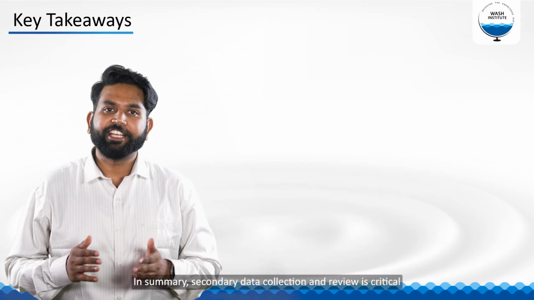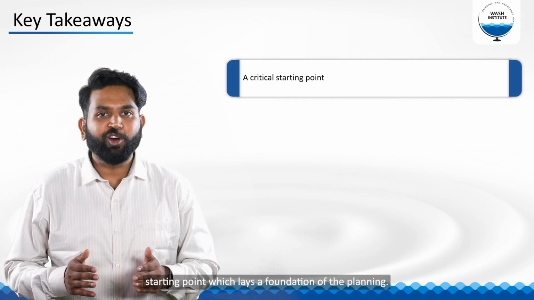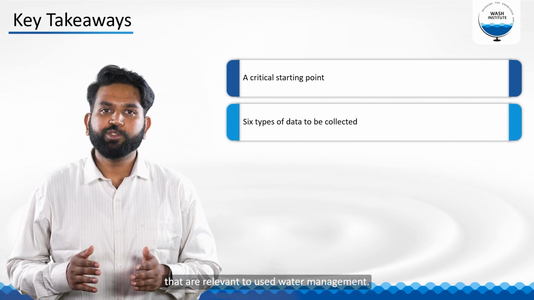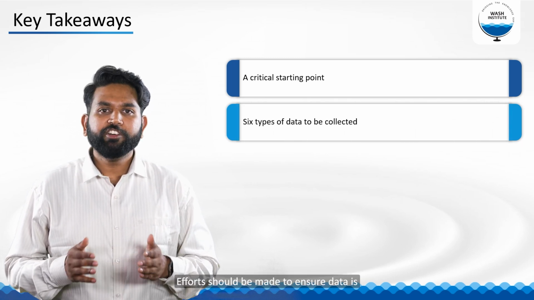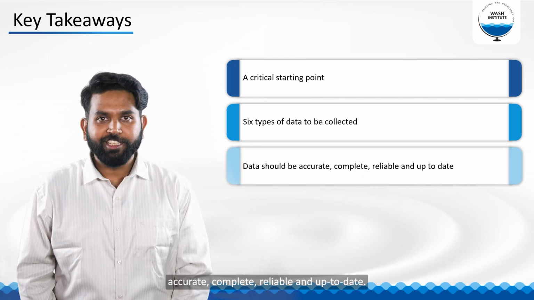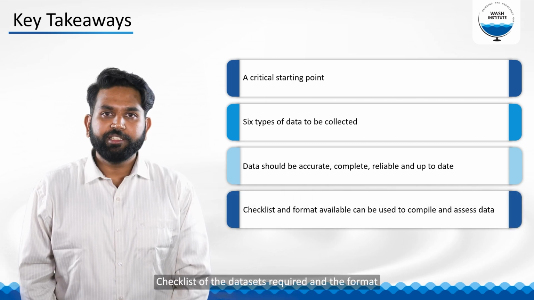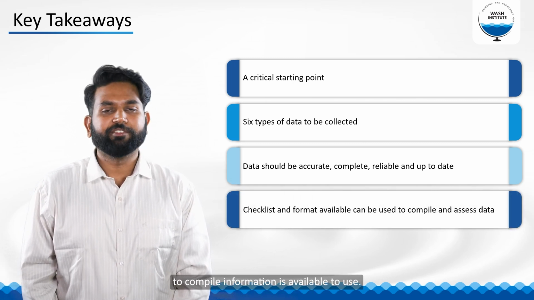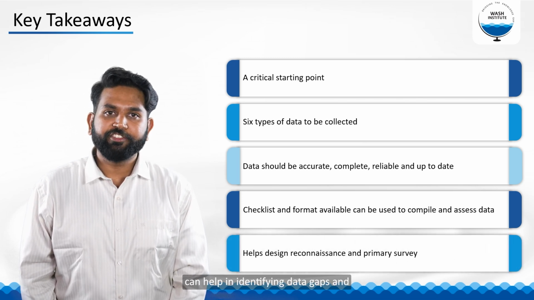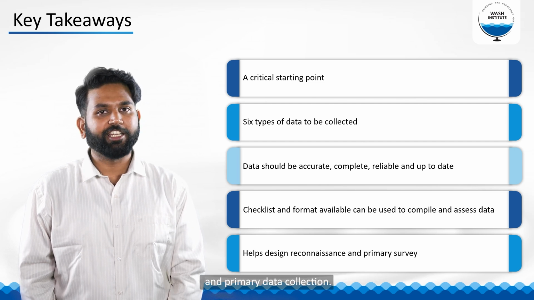In summary, secondary data collection and review is a critical starting point which lays a foundation of the planning. There are 6 types of data that are relevant to used water management. Efforts should be made to ensure data is accurate, complete, reliable, and up-to-date. Checklist of the datasets required and the format to compile information is available to use. Extensive review of secondary data can help in identifying data gaps and contribute to planning of reconnaissance survey and primary data collection.